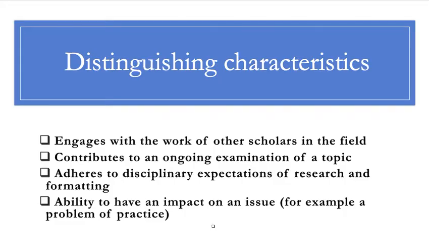Academic writing has a number of distinguishing characteristics. It is writing that engages with the work of other scholars and contributes to an ongoing conversation within a field of study. It is generally housed within a specific discipline and adheres to discipline-specific conventions and formatting. It can reach not only specialized readers also interested in a specific topic, but can be relevant to a broader audience as well, and have an impact and affect change.